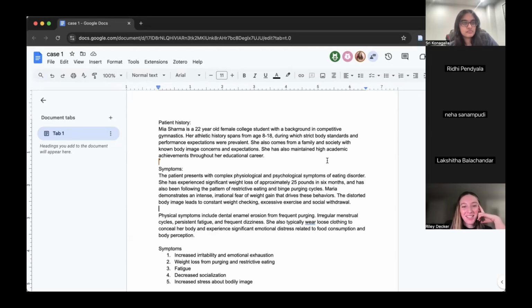Awesome. So the diagnosis was intended by the author to be bulimia nervosa with anorexic features. So right on, guys. I think we're good to move on to group two.